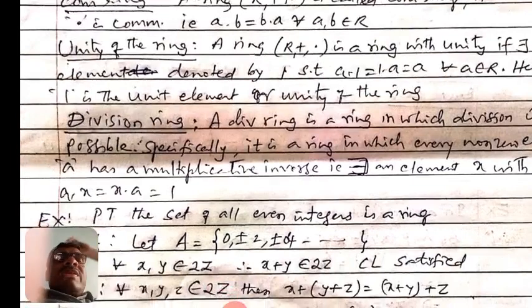Another definition, say division ring. A division ring is a ring in which division is possible. Specifically, it is a ring in which every non-zero element A has a multiplicative inverse. That is, there exists an element x with A dot x equal to x dot A equal to 1.